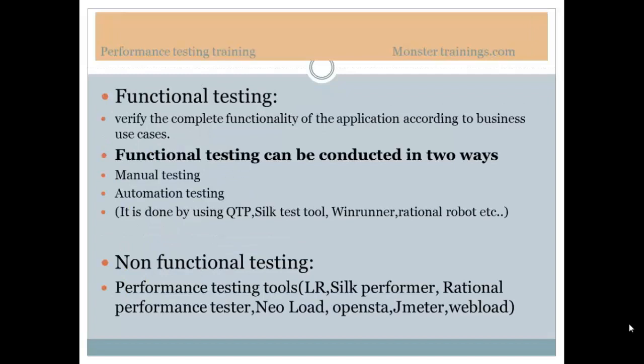Functional testing is like verifying the complete functionality of the application according to the business use cases. Functional testing is done as manual and automation testing. Manual testing is, as we know, test cases will be written and verified, and the status will be updated as pass or fail. Automation testing was introduced to reduce the manual effort, and there are various tools available in the market, a few of them being QTP, Silk Test, WinRunner, Rational Robot, etc. In non-functional testing we have performance testing.